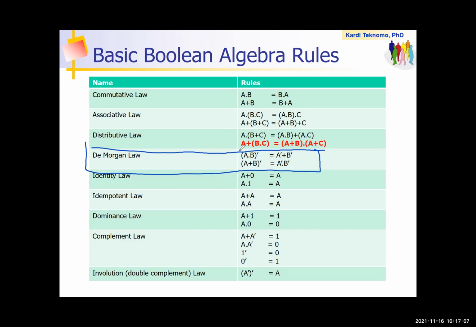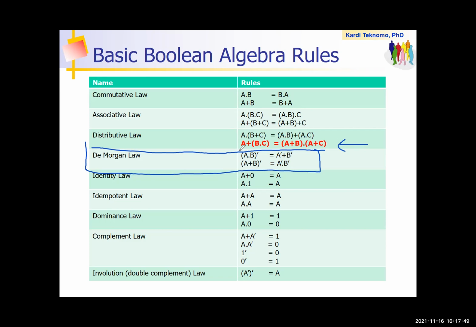How about associative law? You can have associative law for addition and for multiplication. The same with distributive law. I think all of these are the same as usual arithmetic rule, right? Except the one that I put there in the red. So be careful with this. Only in Boolean algebra we have this rule, but in normal arithmetic you don't have this rule. The one in red here, the one I put in arrow.